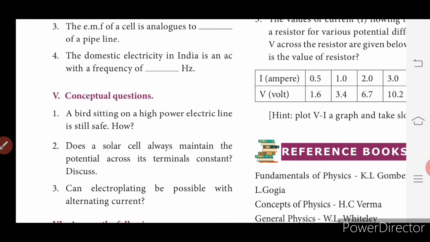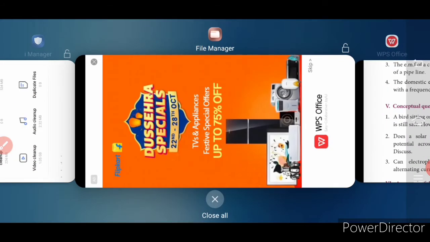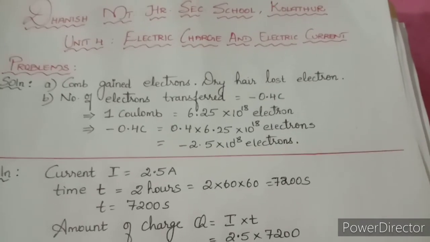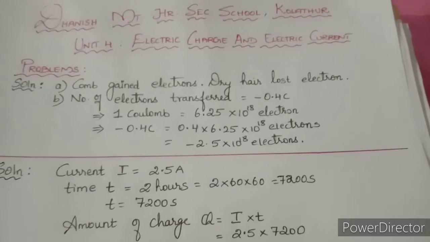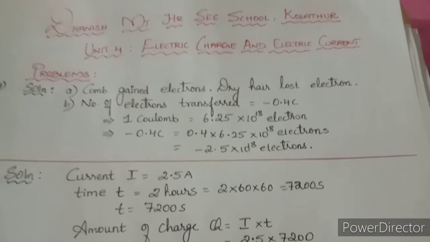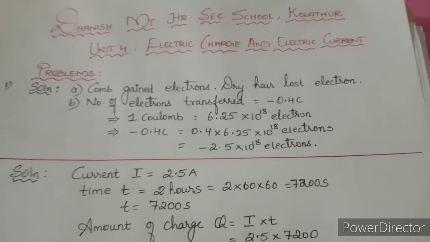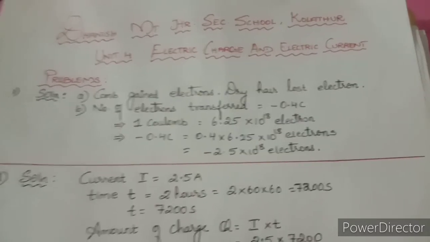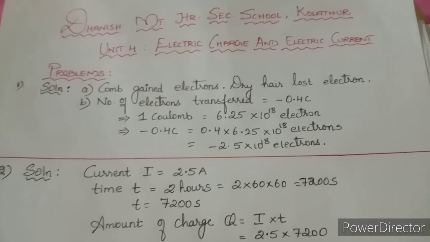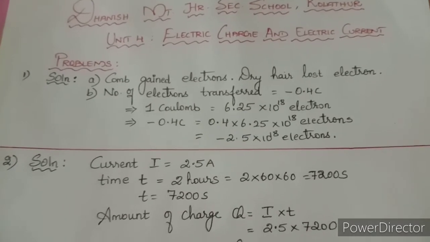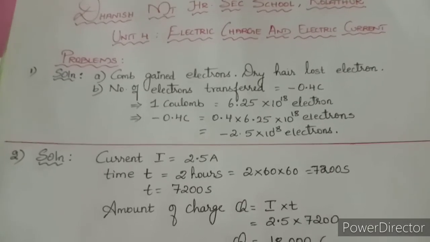Okay, children. Now let me see the answers for the problems. Book back answers for the problems. Now children, we see the solution for the book back questions. I read out the question. Listen carefully. First question. Rubbing a comb on hair makes the comb get minus 0.4 coulomb. So when you rub a plastic comb on your hair, the comb gets minus 0.4 coulombs. So this was the hint we have given.